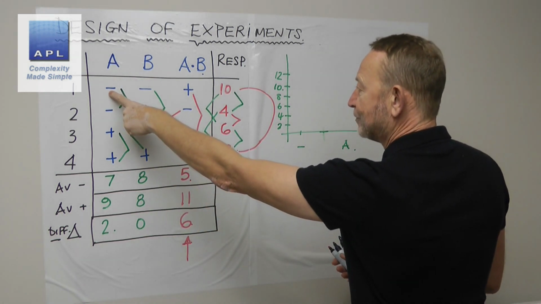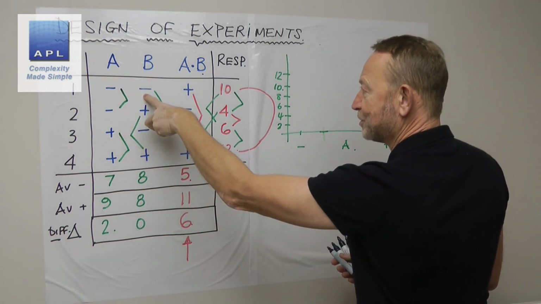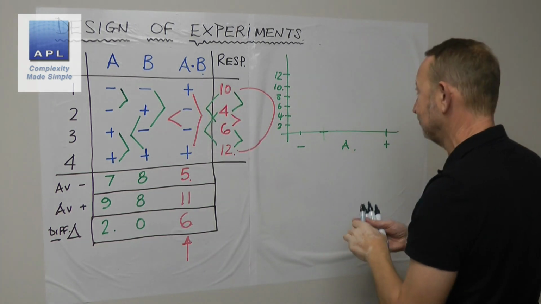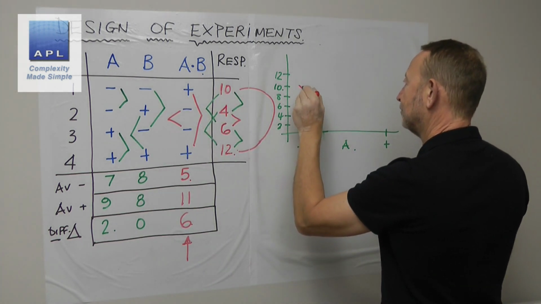When A was negative and B was negative, we hit 10. Let's plot that.